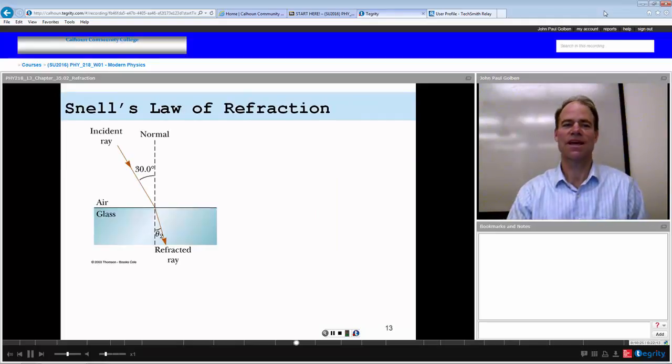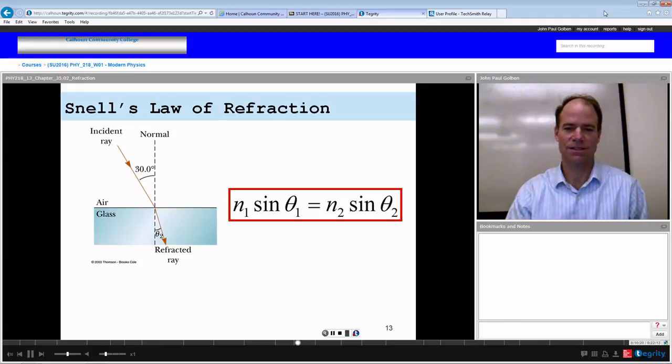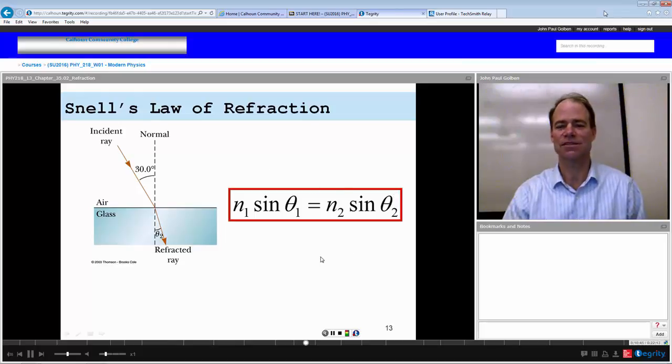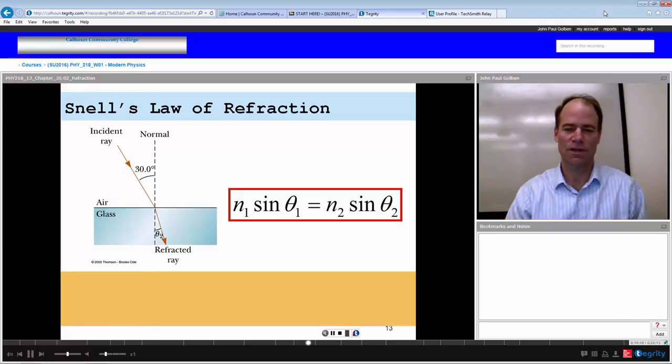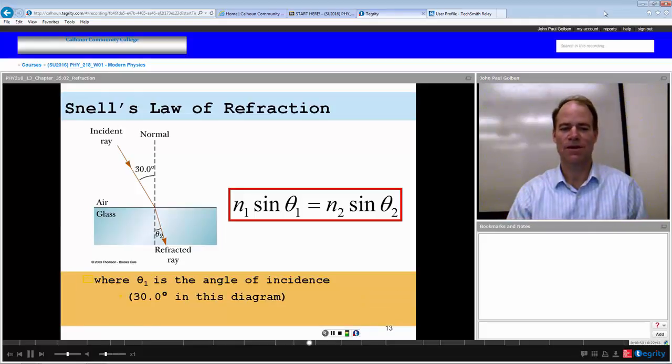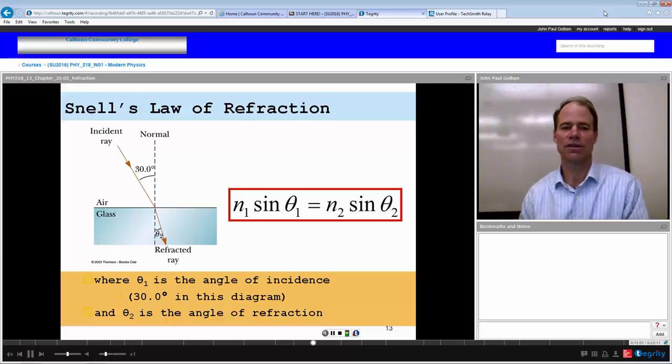This brings us to Snell's law of refraction. And it goes like this. Index 1, sine theta 1, which would be the sine of our incident angle, is equal to index 2, sine theta 2, where theta 2 is the angle of our refracted ray. So this is Snell's law and applies between an interface between two media for light. Theta 1 is the angle of incidence, 30 degrees in this diagram. And theta 2 is the angle of refraction. A very useful law, Snell's law of refraction.